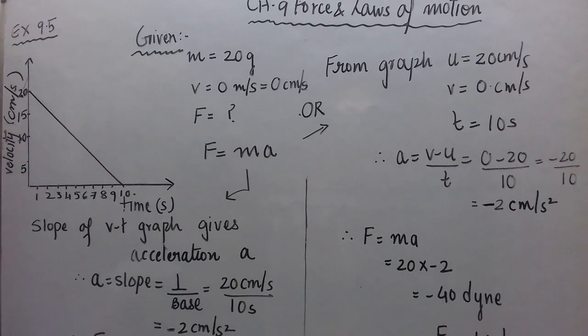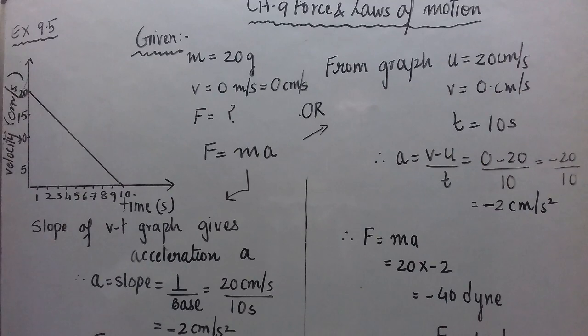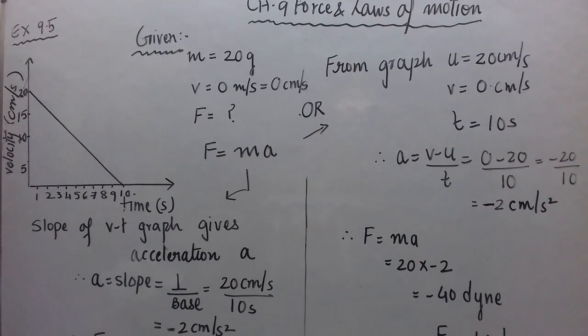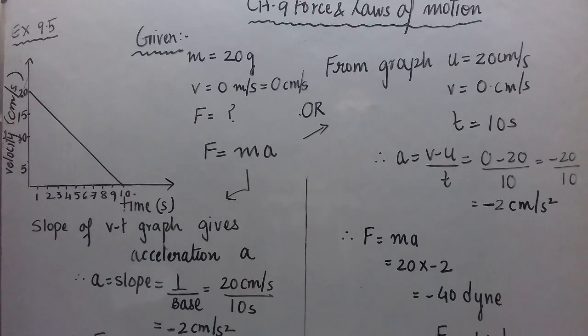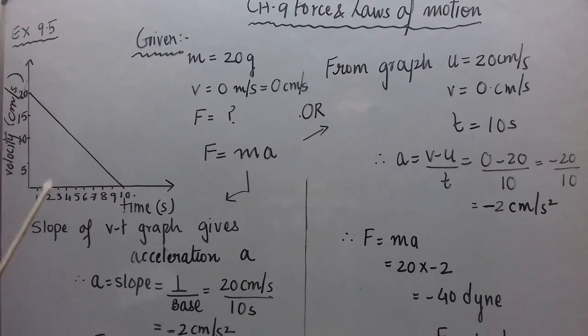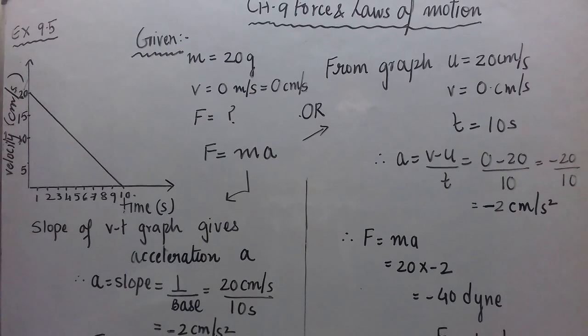The velocity time graph of a ball of mass 20 gram moving along a straight line on a long table is given as shown in the figure. I have drawn the graph here. How much force does the table exert on the ball to bring it to rest?